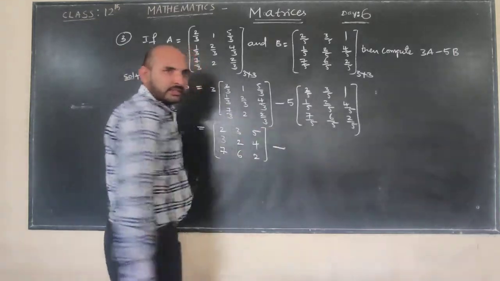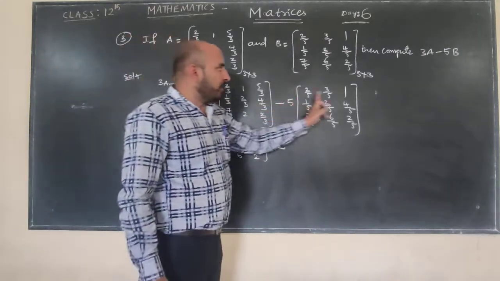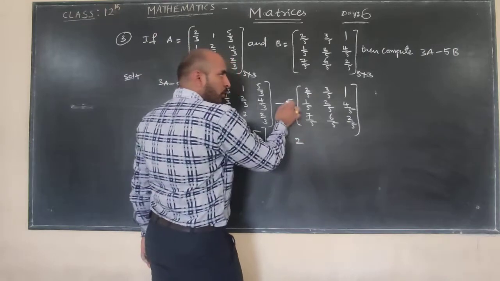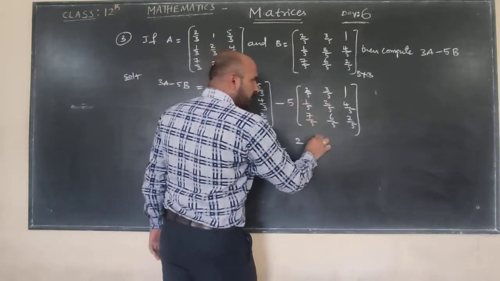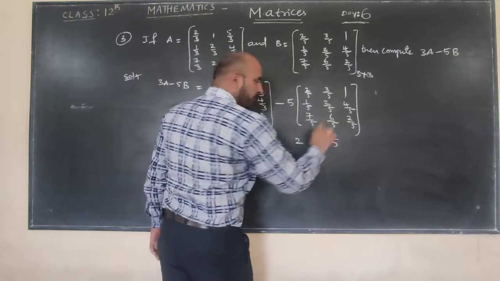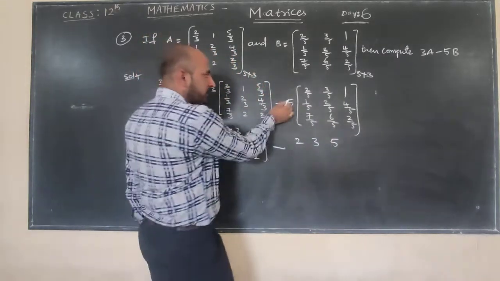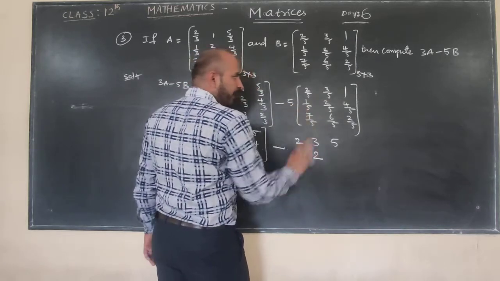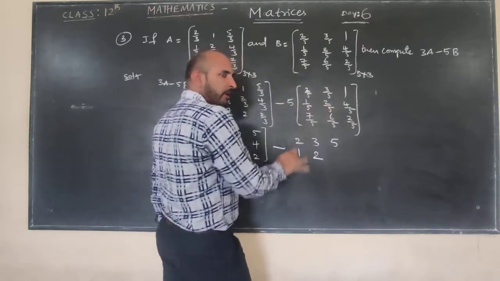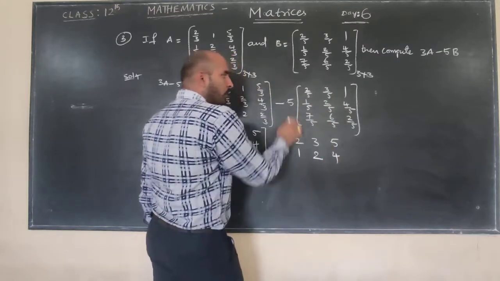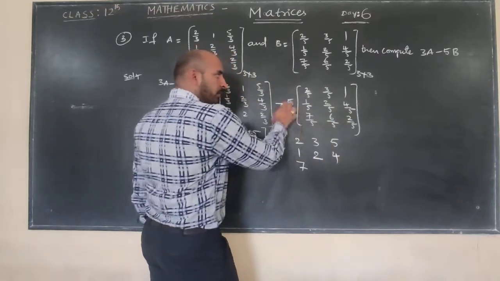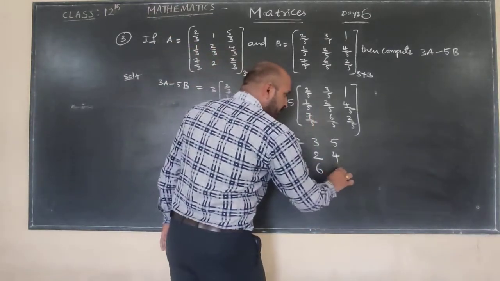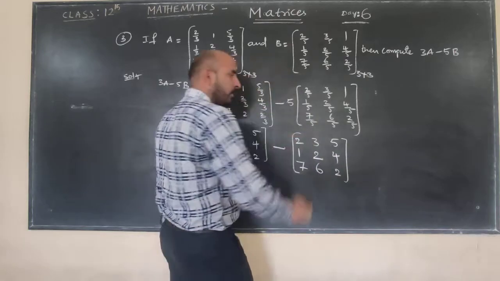Now minus 5 multiplies with all the elements of the second matrix. 5 cancels, which is equal to 2. 5 cancels. How much? 3. 5 ones are 5. 5 ones are 5. Next, 1 equals 2. 5 cancels. So every element is multiplied with 5. 5 cancels, which is equal to 4. 5 cancels, which is equal to 7. 5 cancels, which is equal to 6. 5 cancels, which is equal to 2.